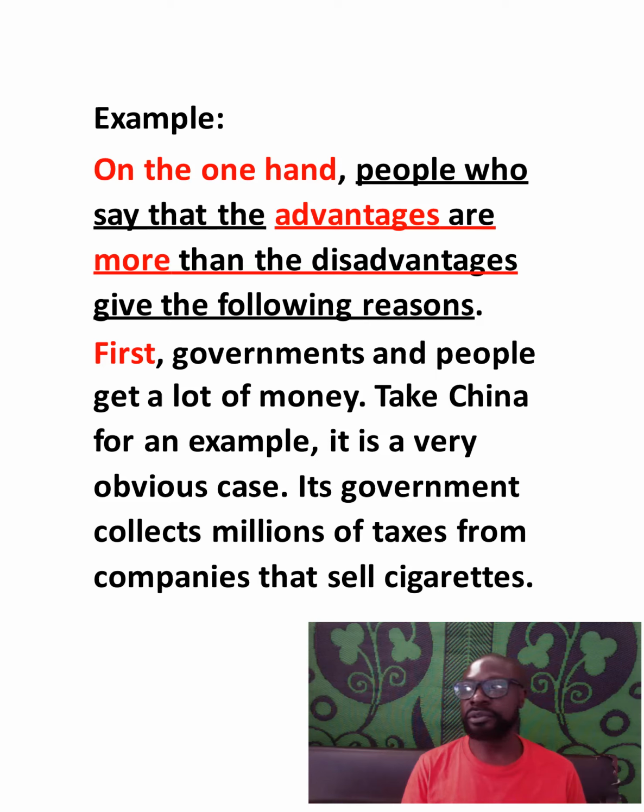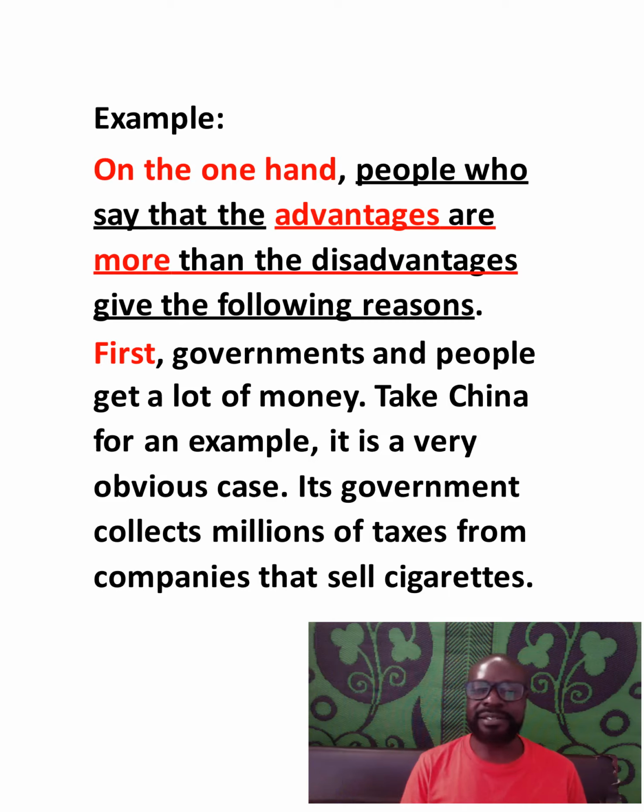Example. On the one hand, people who say that the advantages are more than the disadvantages give the following reasons. We are still on the same point, but we are adding on more information. We have our topic sentence. All the words that are underlined, that is the topic sentence. The most important sentence in the paragraph. In our paragraph, it shows that the paragraph is about advantages. On the one hand, is a signpost to show that this is my first point.